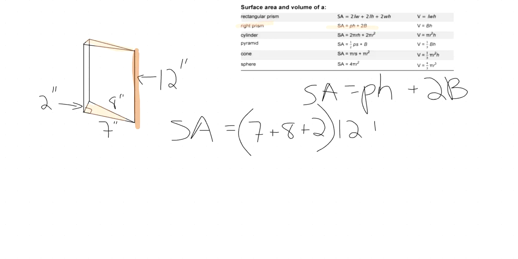plus 2 of our triangles. So again, we have this triangle like this, 2, 7, and 8. Area of a triangle is 1/2 base times height.